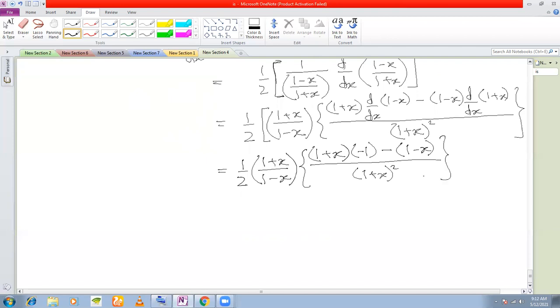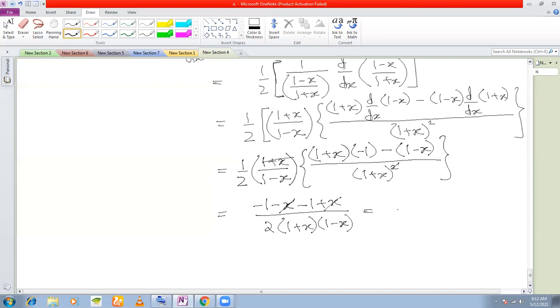Now if you see here, this 1 plus x cancels with this. So one power goes in the denominator. Now let's simplify the numerator. In the numerator you get minus 1 minus x minus 1 plus x. And the denominator, what remains is twice (1 plus x) into (1 minus x).